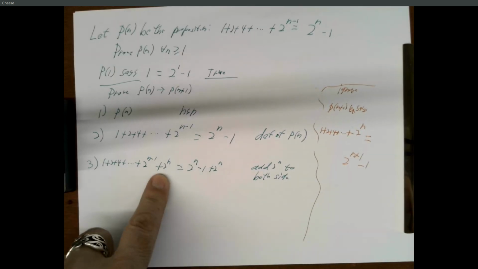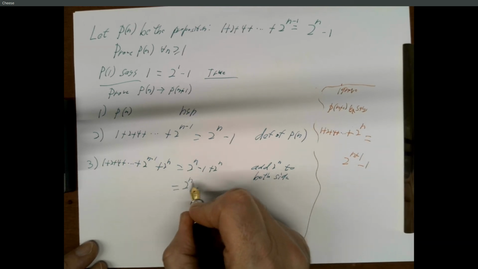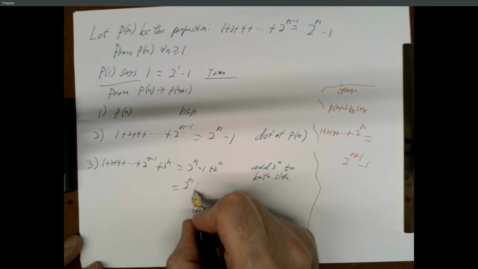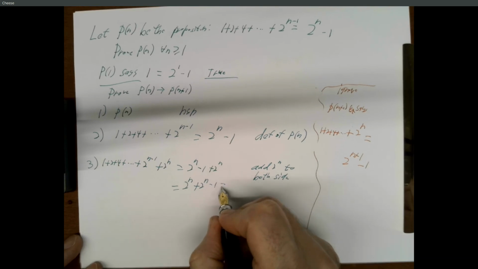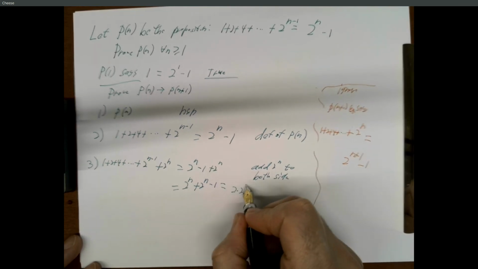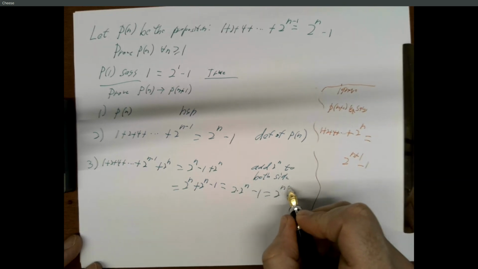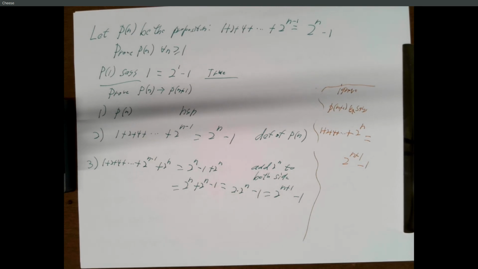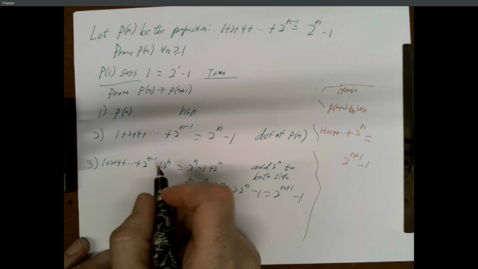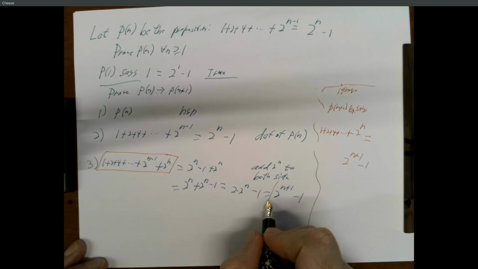And I've got the sum of the first n powers of 2. And it's 2 to the n minus 1 plus 2 to the n, which is 2 to the n plus 2 to the n minus 1. 2 to the n plus 2 to the n is just 2 times 2 to the n. And 2 times 2 to the n is 2 to the n plus 1. And now I've shown that this is equal to that.